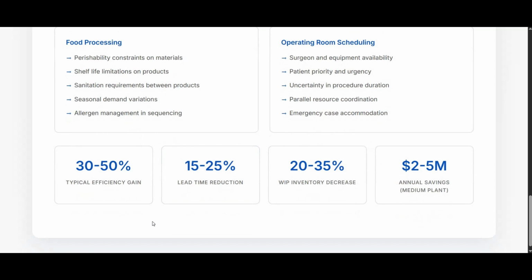And across all these examples, the gains are tangible. Efficiency improvements of 30 to 50%, lead time reductions of 15 to 25%, work in progress inventory cuts of 20 to 35%, and annual savings between $2 and $5 million for medium-sized plants. That's the real impact of smart scheduling driven by AI. Not just theoretical optimization, but measurable business outcomes.